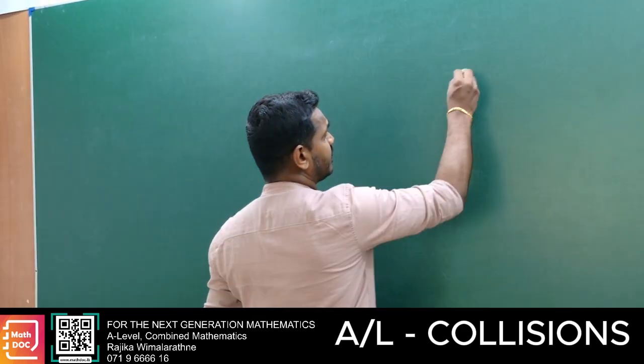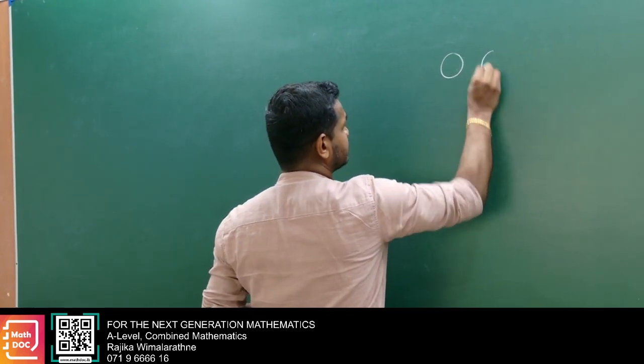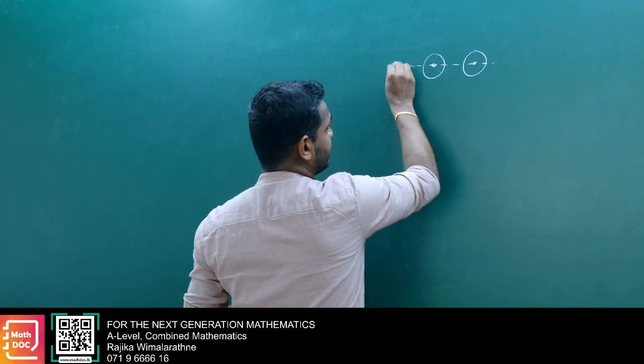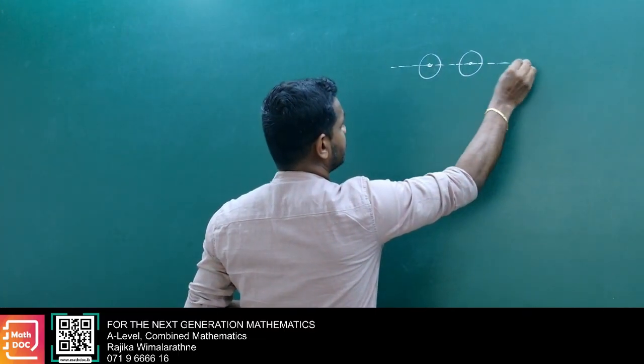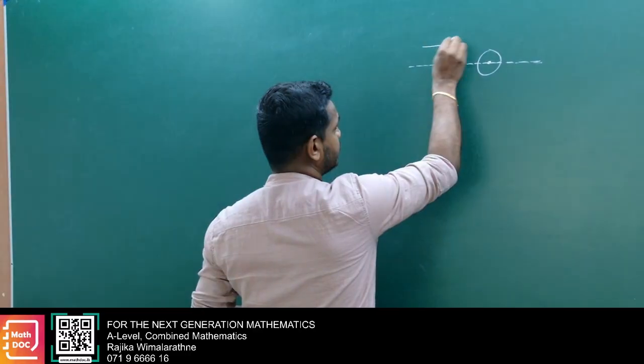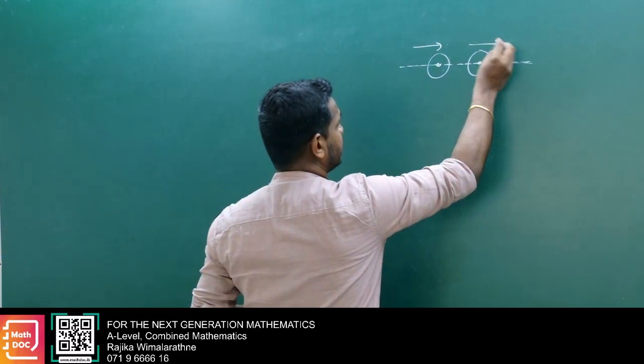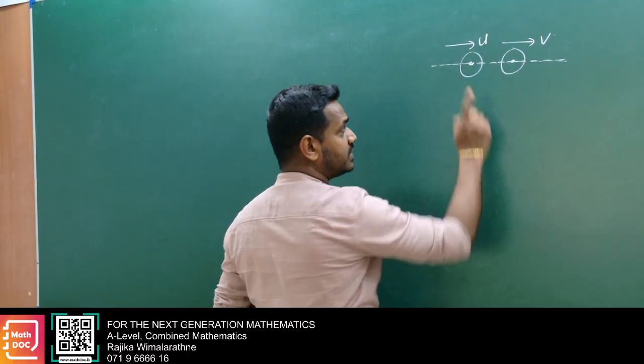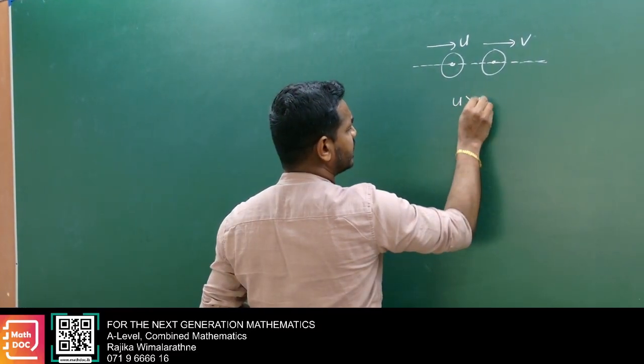So consider here two spheres. The line joining their centers of gravity we call the line of collision. Along this line they have velocities u and v. This collision we call a direct collision, with u greater than v.